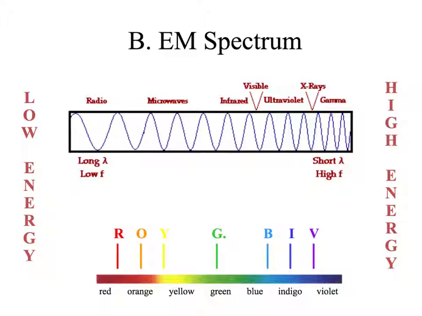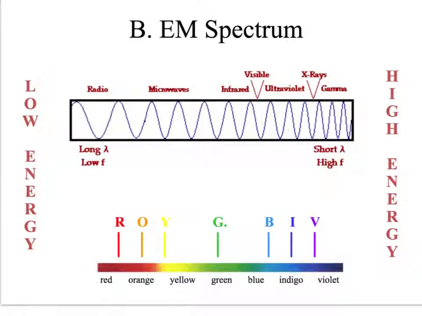So this is the next slide, and if you notice, it's been flipped. The low energy is on this side this time, and high energy is on this side. And what we did is we just put the colors of the rainbow in the order we're used to seeing. Red's always at the top, blue's down at the bottom. And this is just a visual to show you what the wavelengths look like.